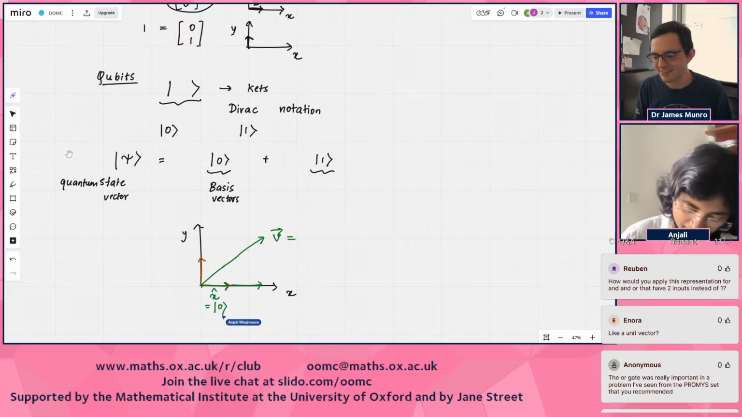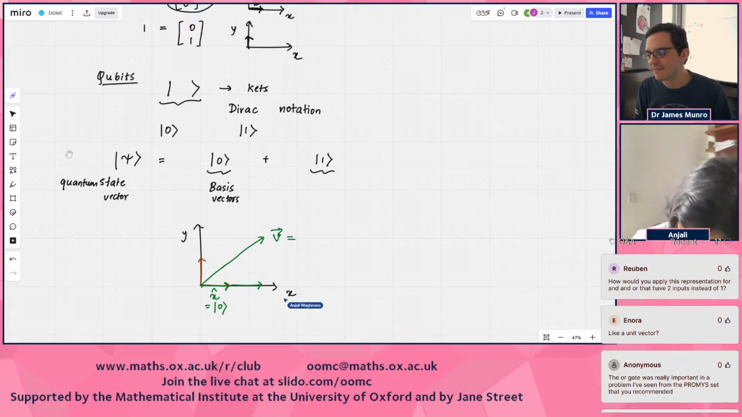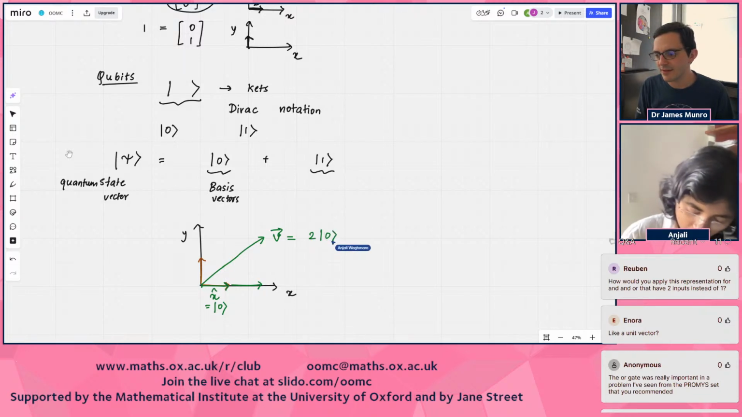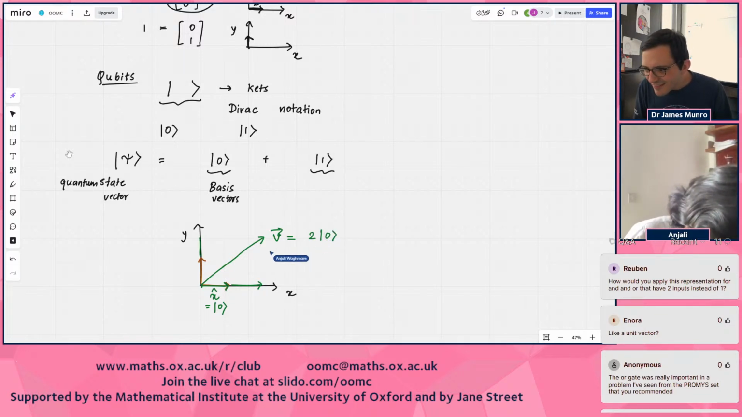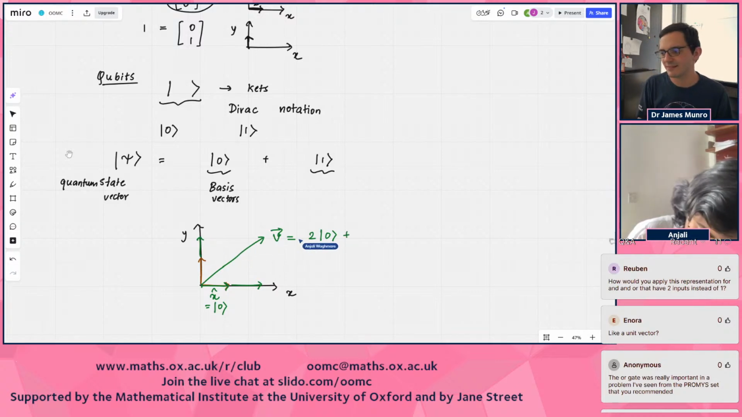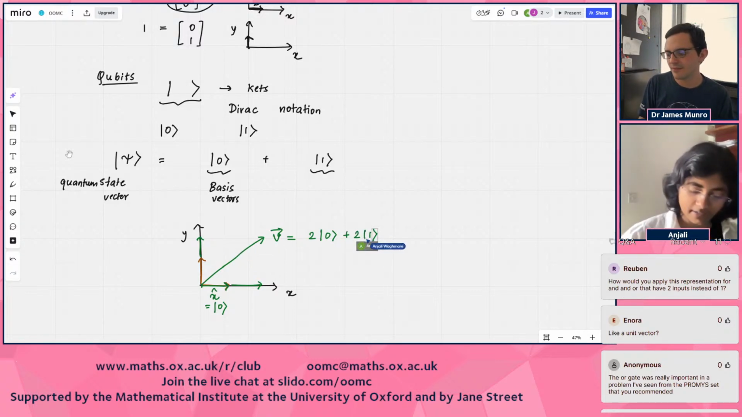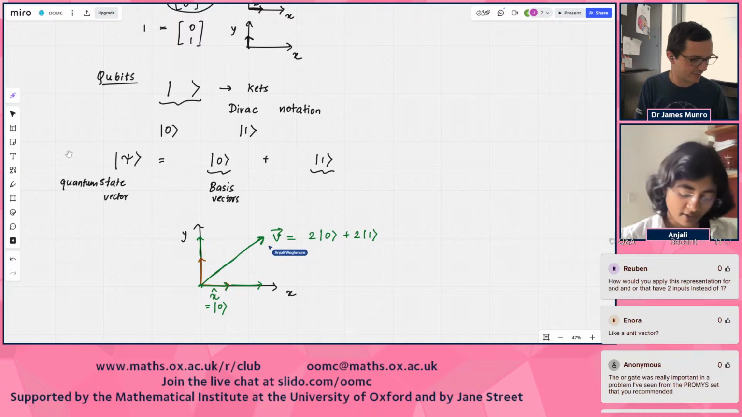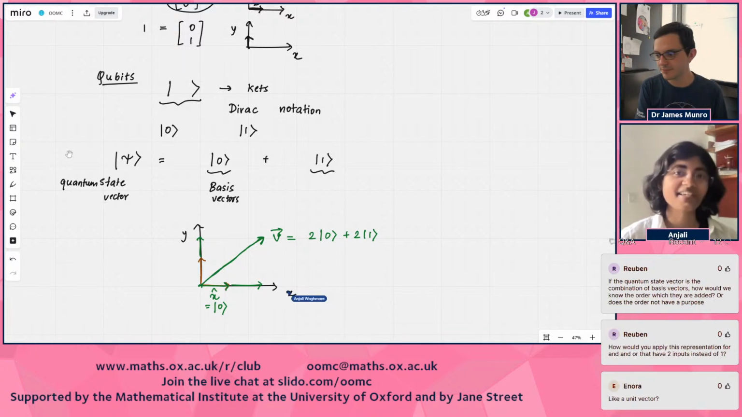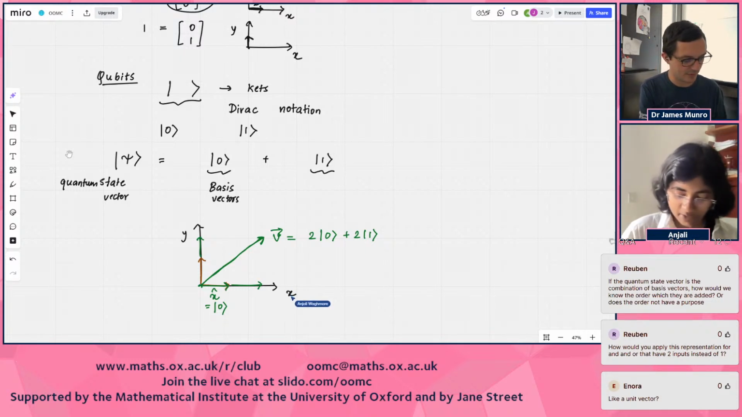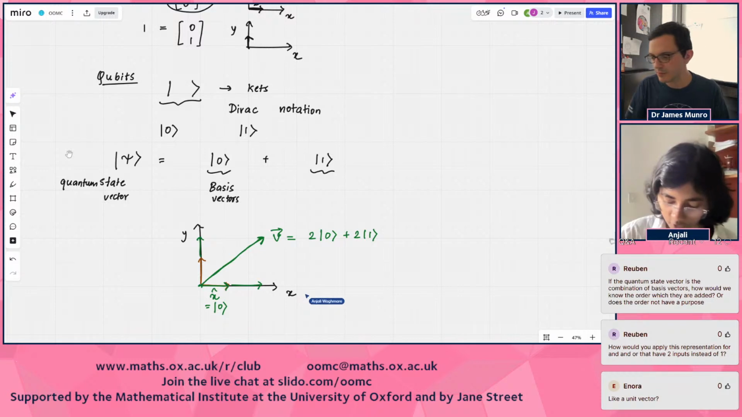So I can write this as, if I move 2 steps in the 0 direction, so 2 times ket 0. And if I move 2 steps in the y direction, plus 2 times ket 1, I get this new vector v. This is not to scale, of course, but you get the idea that you can represent any vector in the two-dimensional space as a combination of these basis vectors.